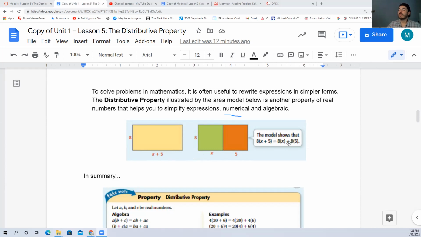And then they're showing how distribution works. You can think of this as 8x plus 8 times 5. The 8x, this part, is the area of this square here, the light green. Excuse me. The 8 times 5, which is 40 square units, is the area of this orange part here.